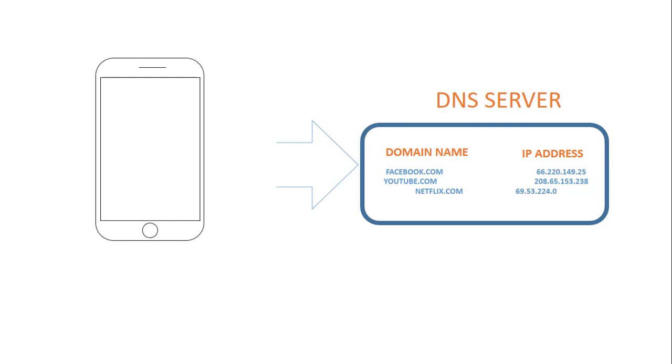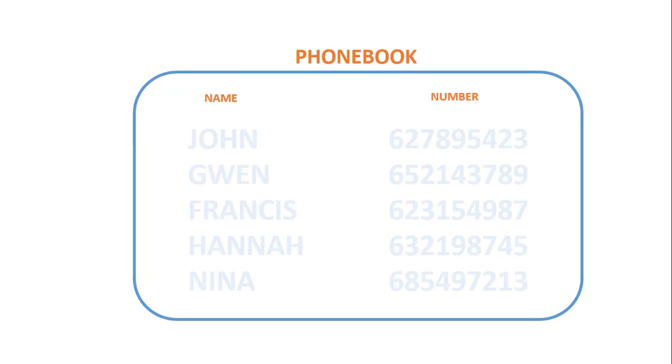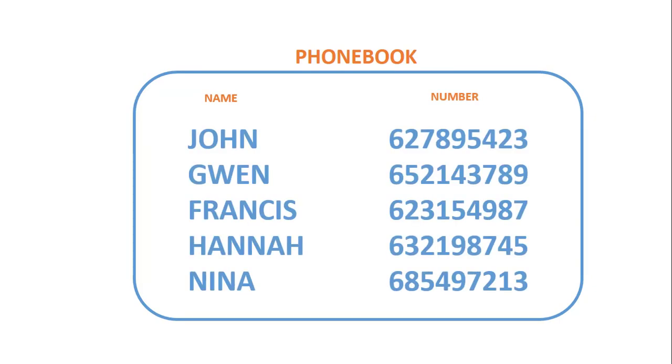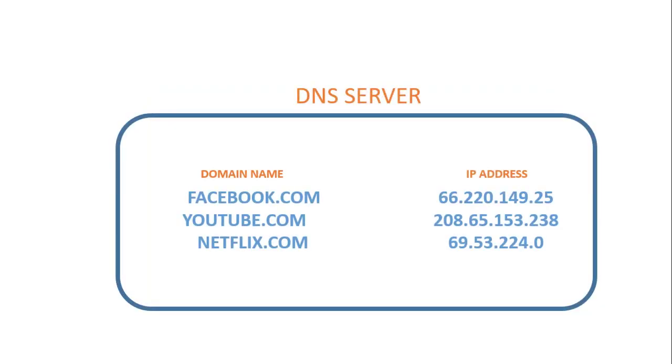Think of a DNS server as a phone book. Most of us have a lot of people's phone numbers. But as we all know, people's names are easier to remember than their phone numbers. So each number is saved alongside a name so that it is easy to remember. Similarly, the domain name system contains the names of websites alongside the corresponding IP addresses.